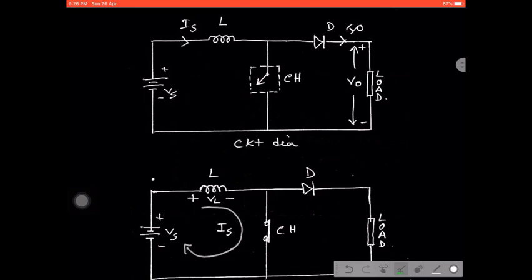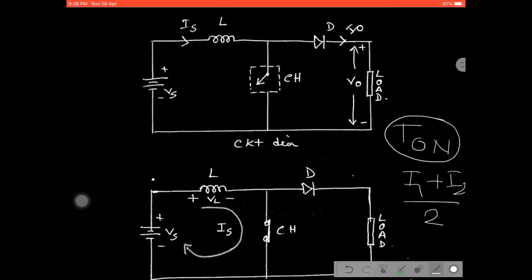Suppose the current goes from I1 to I2; during this time it gradually increases, and after that it gradually decreases, from I2 again to I1. That means during T1 the current gradually increases from I1 to I2, so the average current should be equal to (I1 plus I2) by 2, and the time duration is T1. This is the energy stored.